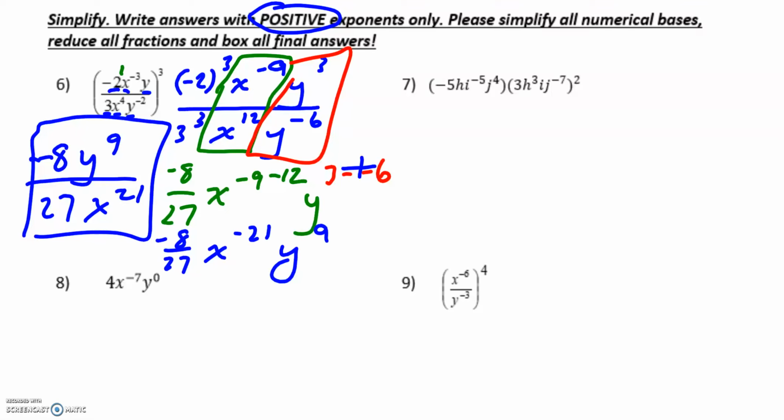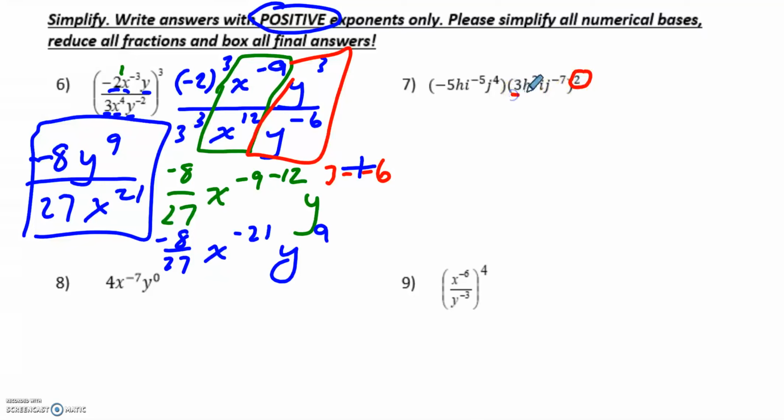We're going to be starting with number 7 for cumulative review packet number 12. So if I take a look at number 7, I notice that there's two sets of parentheses, but only this second parenthesis has a power on the outside. So I'm going to focus there first.